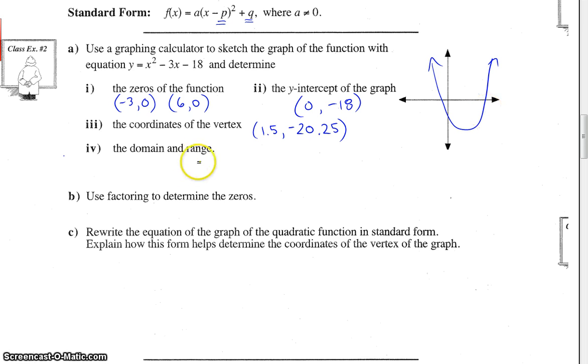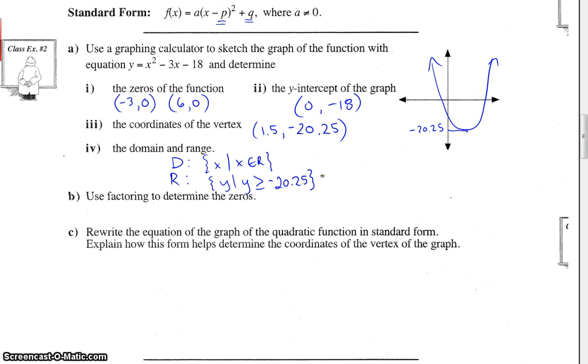Okay, domain and range, therefore. Now if you look at all possible values of x on this graph, it goes forever left and forever right. So again, x such that x would be in the reals. Range, really, we've got to be higher than this vertex point, and we knew that that was -20.25. So y such that y has to be greater than or equal to -20.25. And there we go. We have our domain and range.